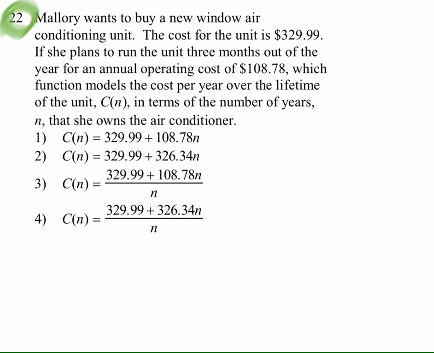All right, next problem, number 22. Mallory wants to buy a new window air conditioner. It will be operating 3 months, and the annual operating cost is $108.78. Given that will be the initial cost, we have to include the initial cost. And the 108 is based upon the number of years, so we're going to multiply that by n, which is the number of years, for us to find the total cost.